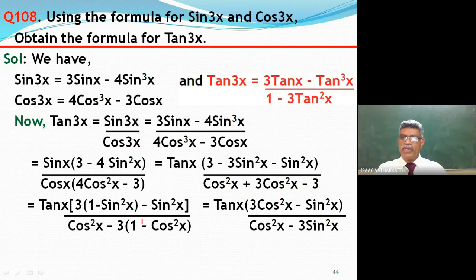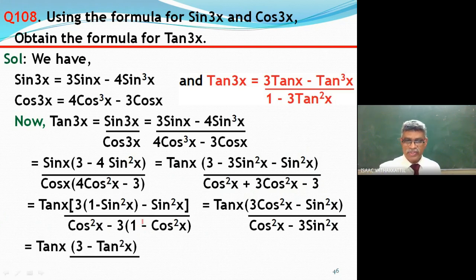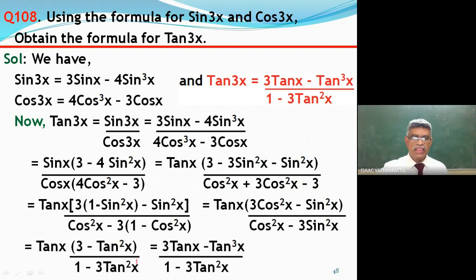Now dividing numerator and denominator with cos squared x. That will be 3 minus tan squared x upon 1 minus 3 tan squared x, which is nothing but 3 tan x minus tan cube x upon 1 minus 3 tan squared x. Is it okay? Let us go for a few more questions.